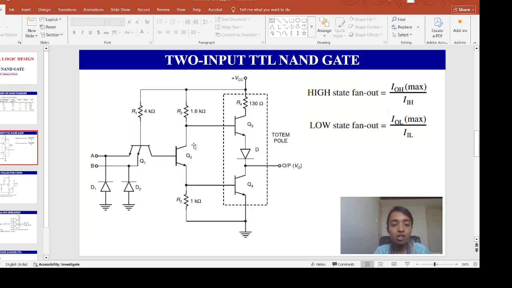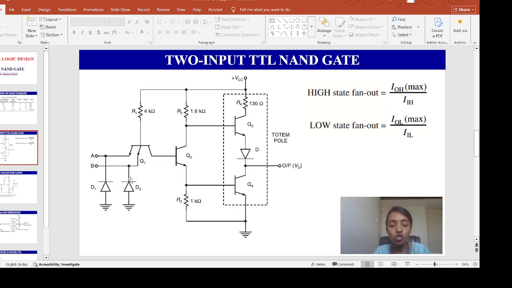Those 2 output signals are equal in magnitude, but they are opposite in phase. Now, this transistor Q3 sits above the transistor Q4, and it is making a totem pole arrangement.